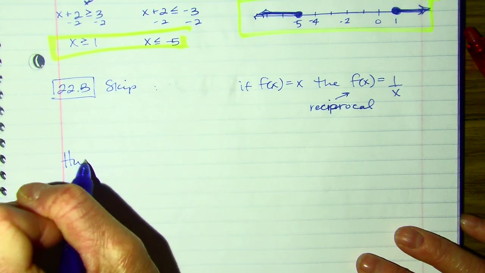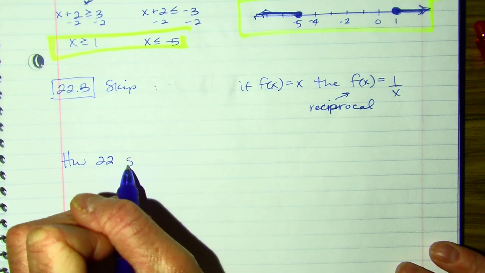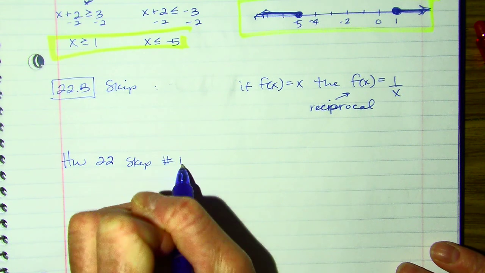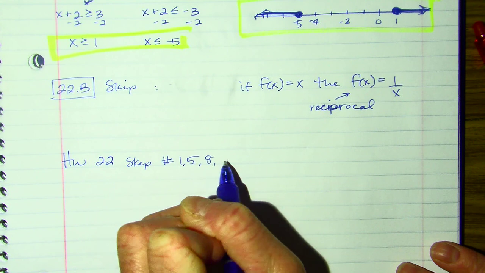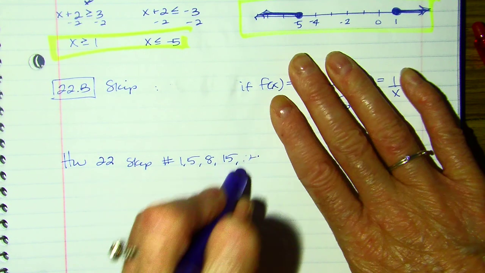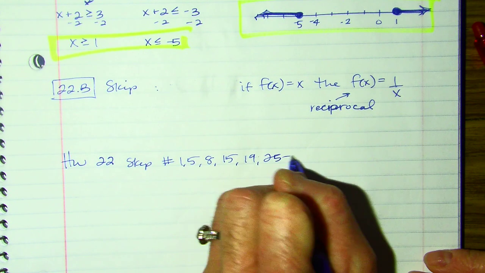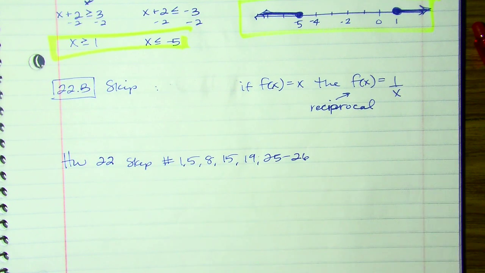So for the homework for 22, we will cover most of that later. You are going to skip numbers 1, 5, 8, 15, 19, 25, and 26. And that is it for 22.